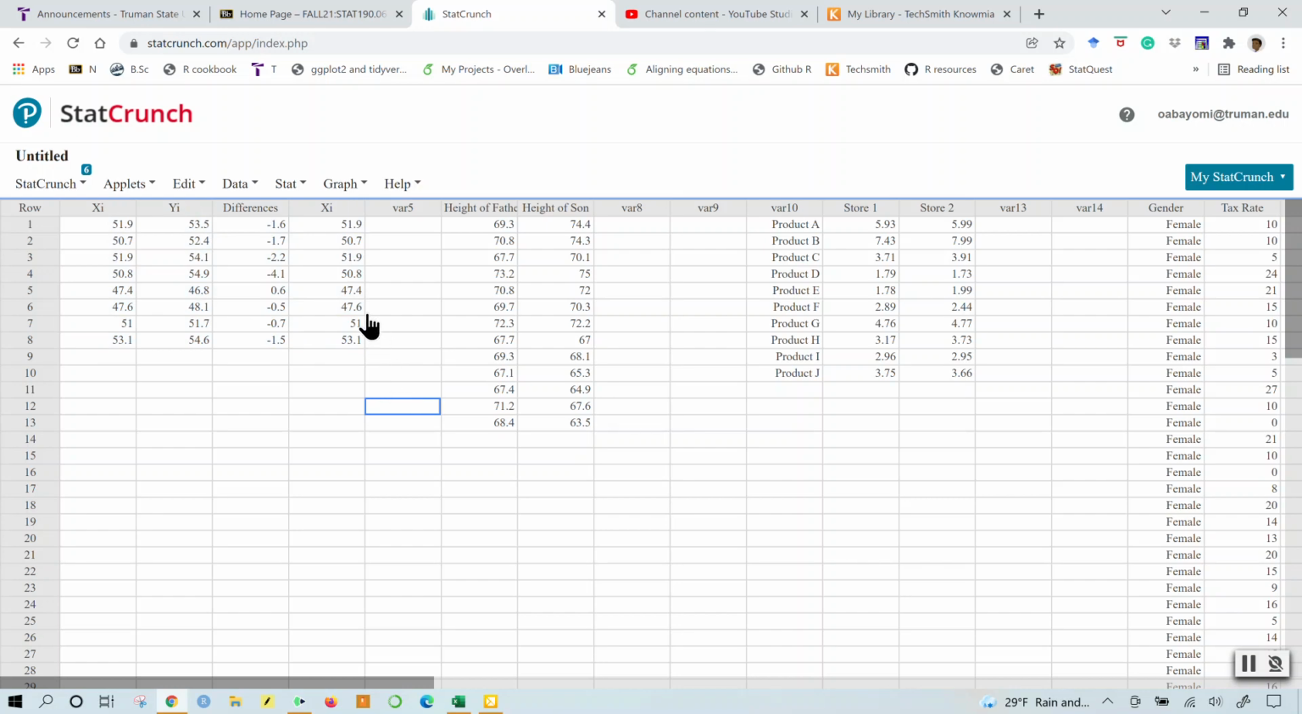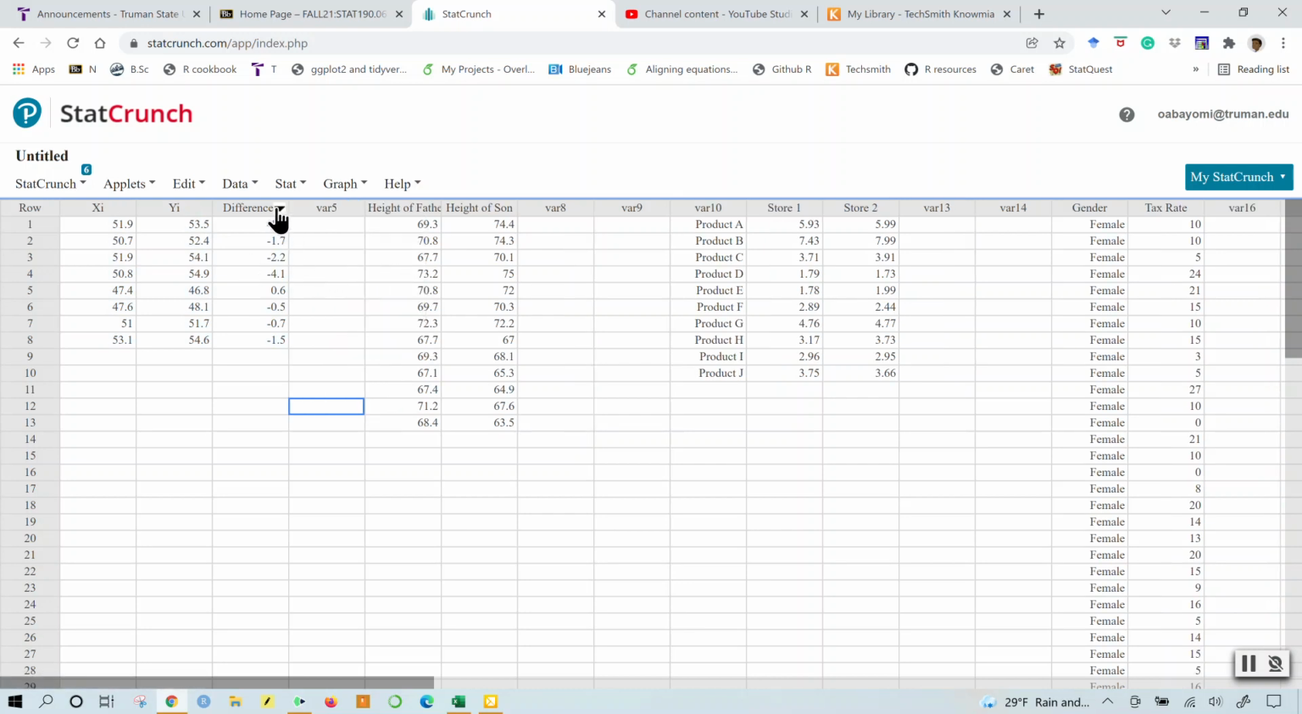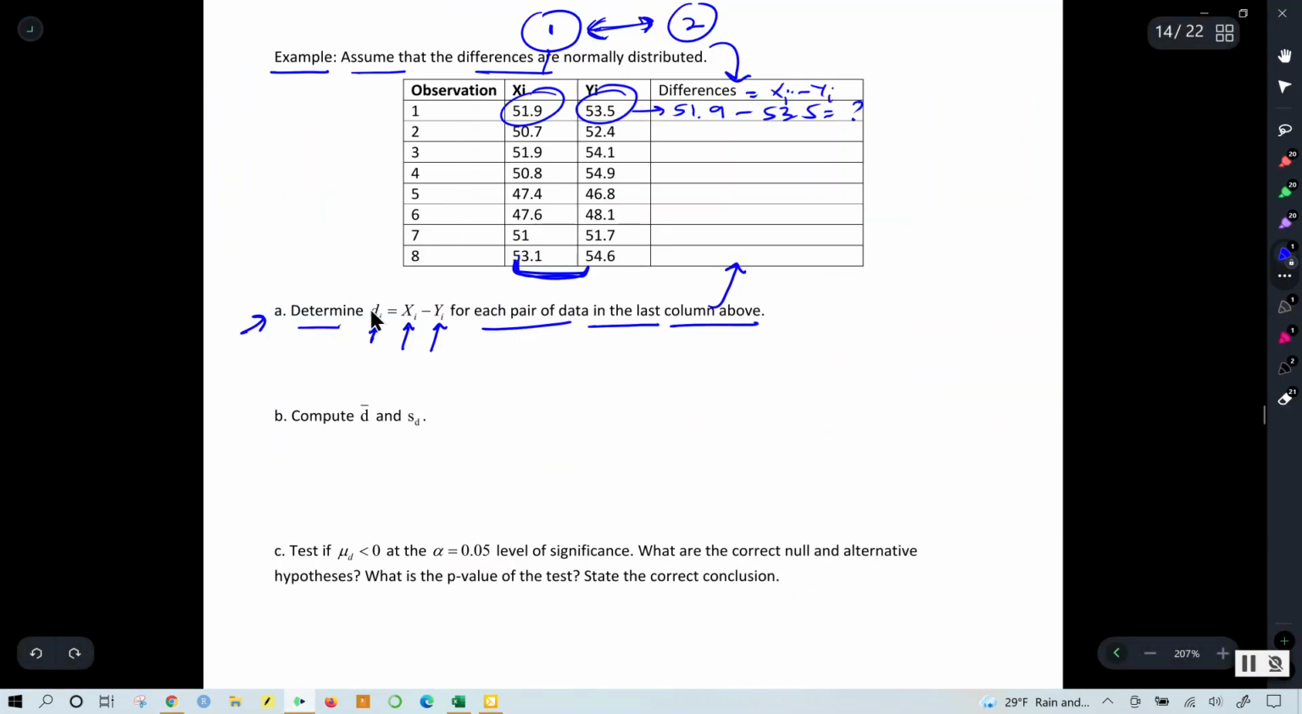So as it stands, I have this one. I don't want this. So let's see. Let's delete this column. Good. The next step is going back here. You have all the differences already obtained. So we're done with question 1.